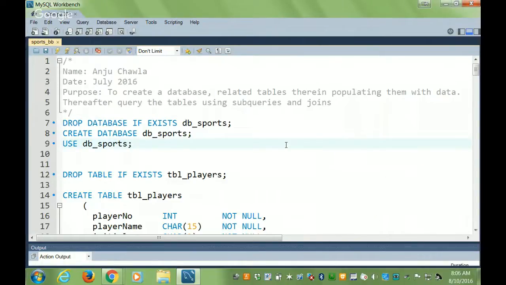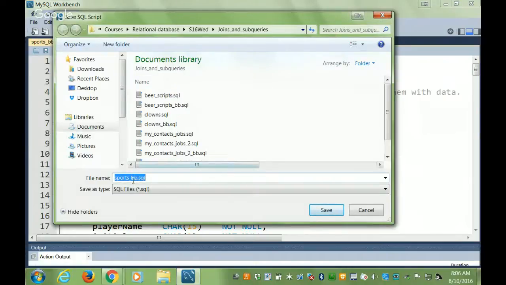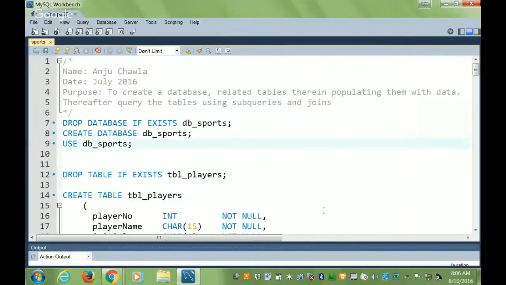Okay, so let's go through this. So you can open the file. I'm just going to save it, I just want to keep the Blackboard copy. Okay, let's look at it.